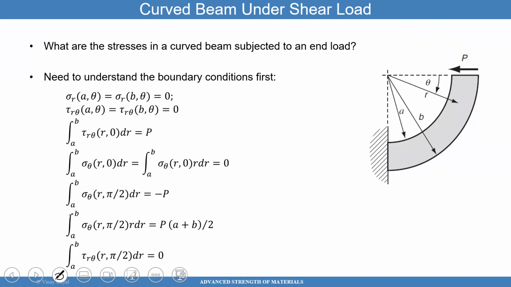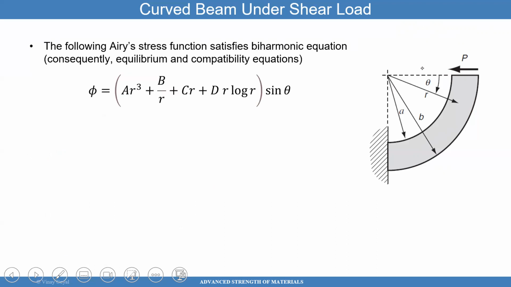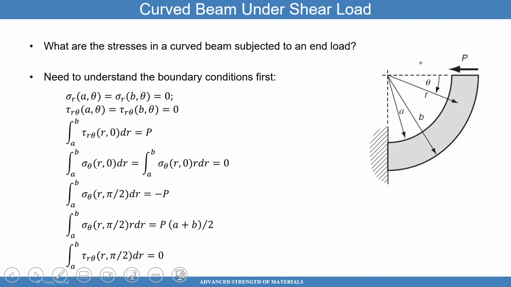The other thing to note here is, by equilibrium, it should make sense to you that I apply a load P here. I apply a load P here, but that load P is reacted this way as well, right? So therefore, there is a sigma theta in this surface. That sigma theta is evaluated at theta equals pi half. Obviously, I'm looking at this surface where theta is pi half.